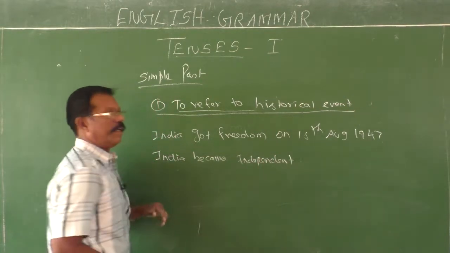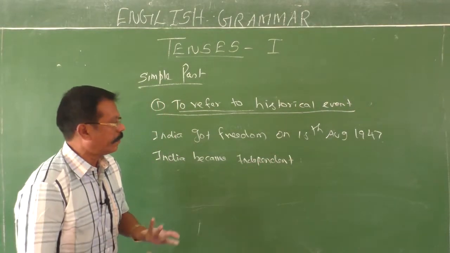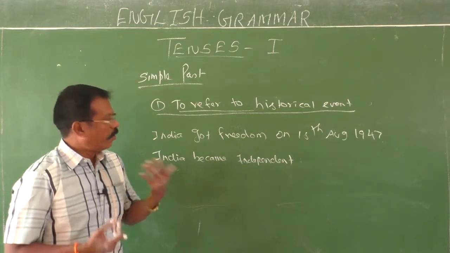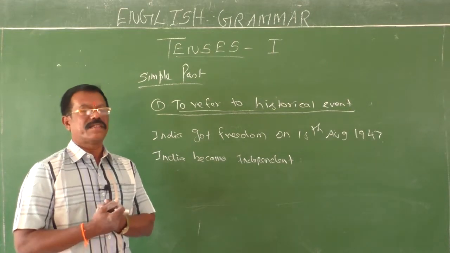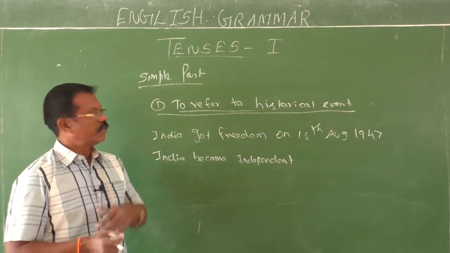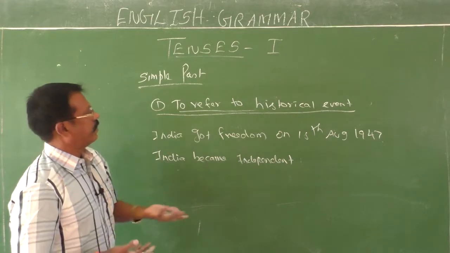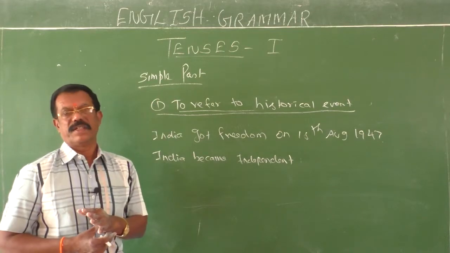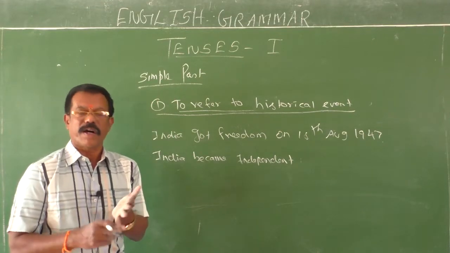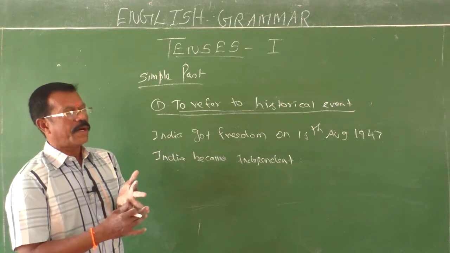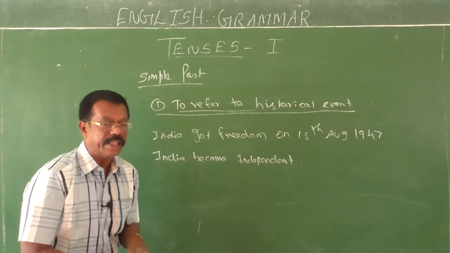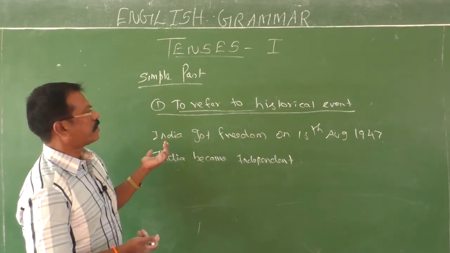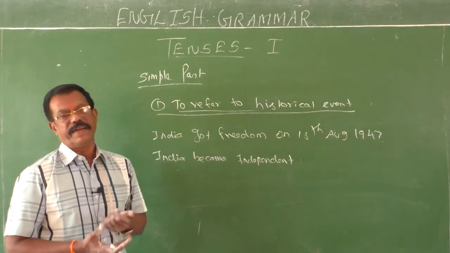India became independent. India became a socialist Soviet republic. India became a democratic on 26th January 1950. So in this way, you can say the historical events with the help of past tense. So we use past tense to refer to past activity. We use past tense to refer to the state of being in the past. We use past tense to refer to historical events.